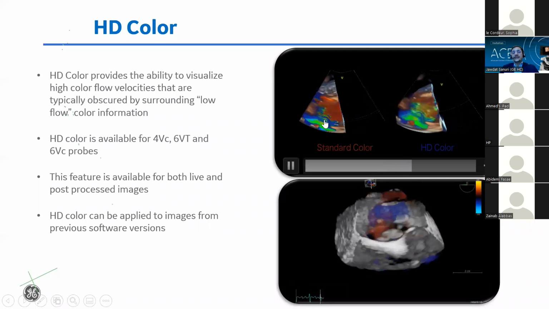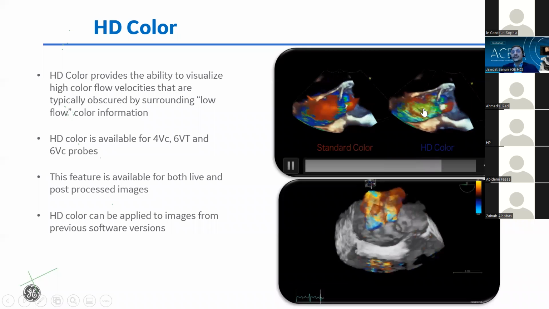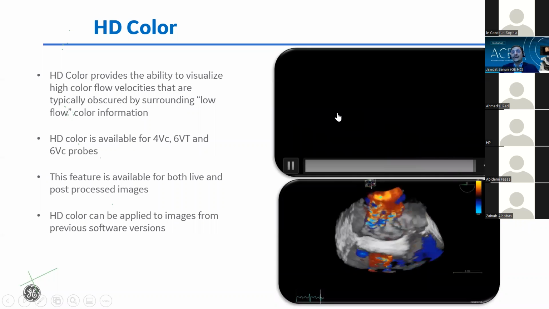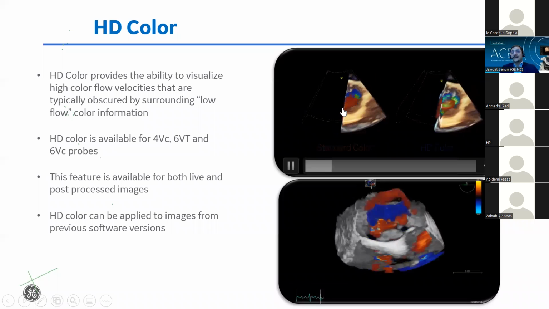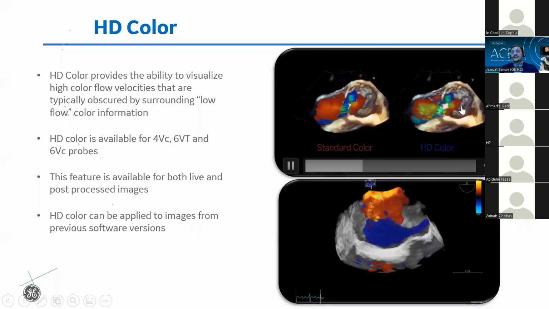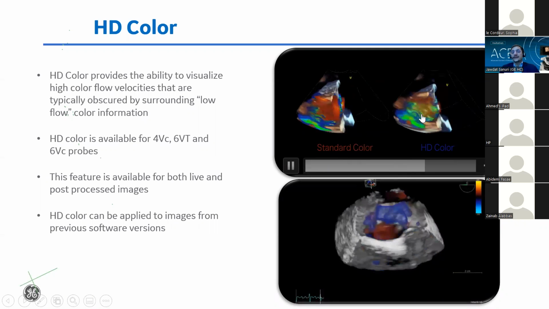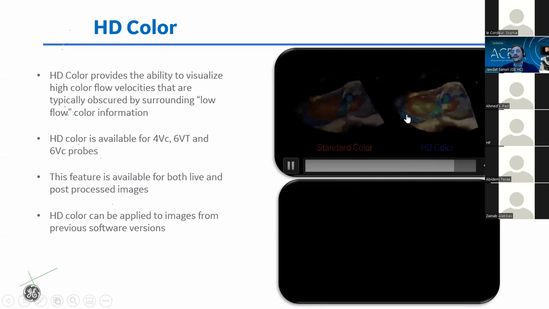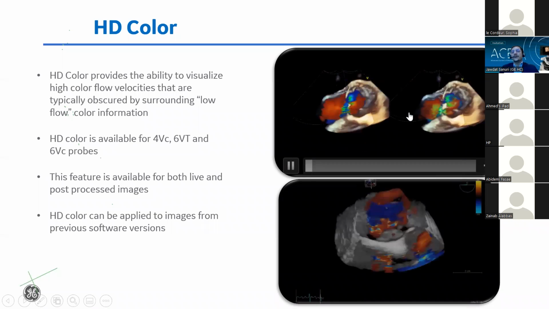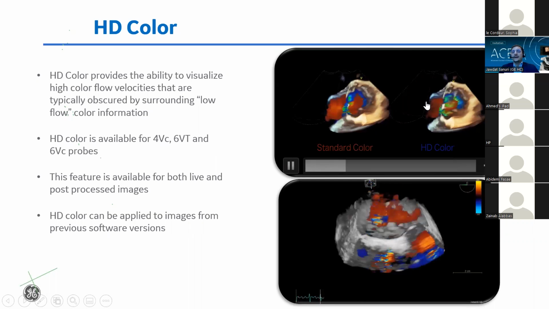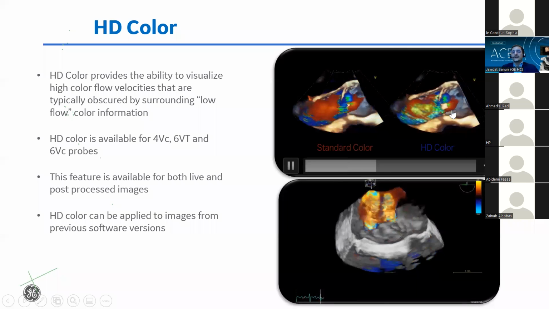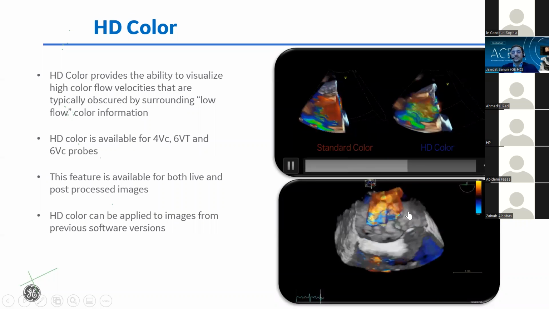On the left, HD color is not active. On the right, HD color is active. So we made the insignificant jets transparent, hence seeing the aortic AI jet very clearly, to assess the amount and the size and the significance of this aortic regurg. Even the PISA effect is shown better.